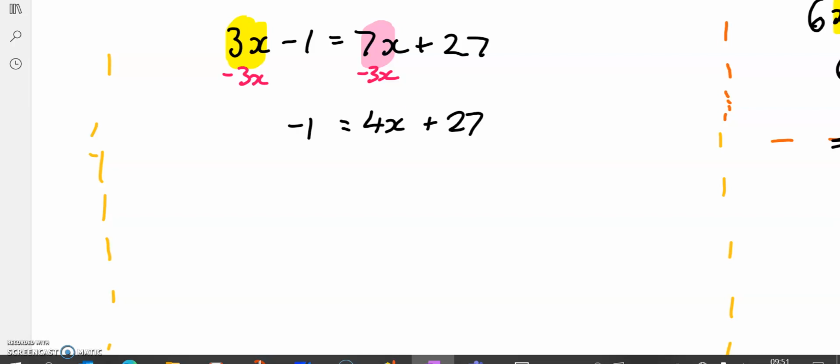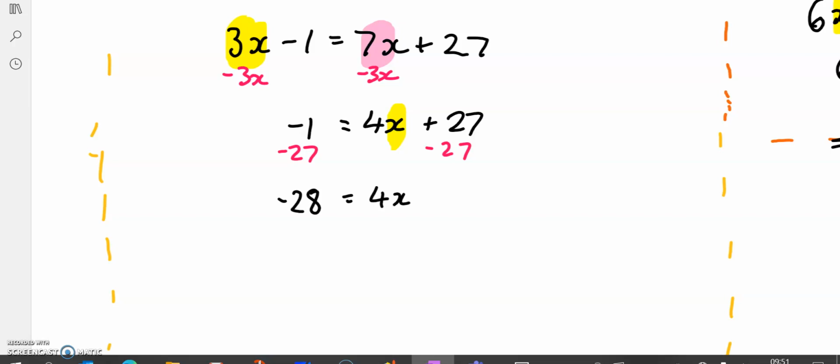Okay, the objective here is we want to get x on its own. So I've got times by 4 and add on 27. So I'm going to subtract 27 from both sides. Minus 1 minus 27, start at minus 1, go down 27, that's minus 28. Minus 28 is equal to 4x.